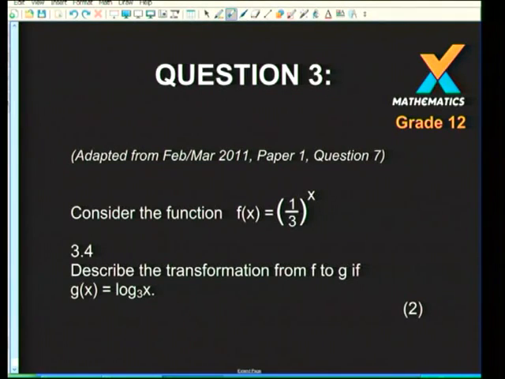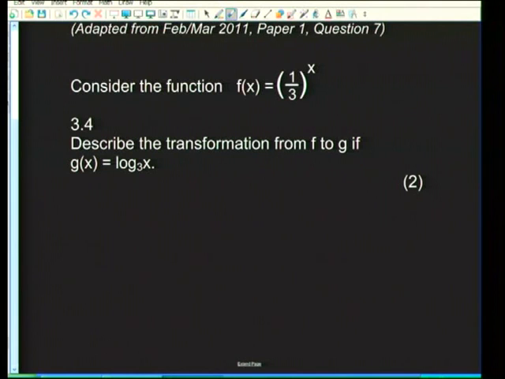Right, let's see what 3.4 says. Describe the transformation from f to g. Now, this is a lovely, lovely little question. They want to know from f to g, so let's have a look. F of x, how does it look? Well, it's a decreasing function, and it's my original, so I know it'll cut through 1. Let's put my x-axis in, the origin, and the y-axis, just a little rough sketch. How would this one look?